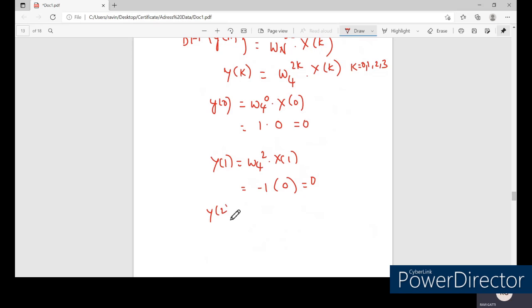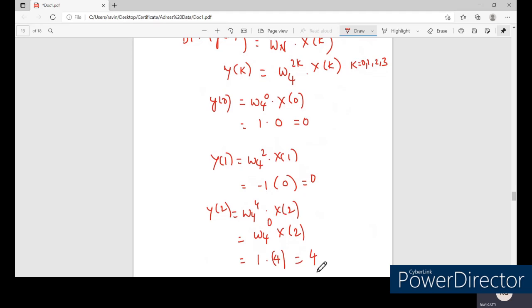Similarly, Y of 2 is omega 4 to the power of 2 into 2, that is omega 4 to the power of 4, multiplied by X of 2. By using periodicity, this is omega 4 to the power of 0, which is 1, and X of 2 is 4. So the answer is 4.